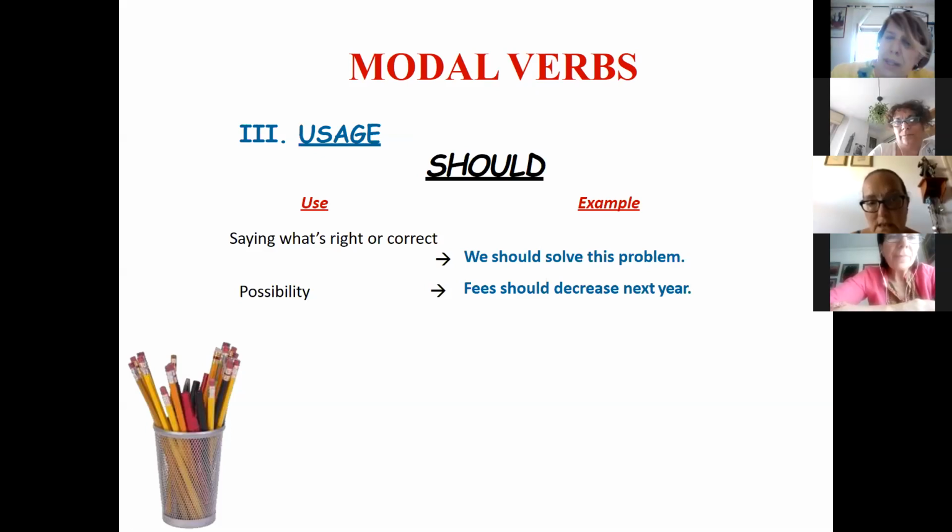Or possibility, fees should decrease next year. What does it mean? That in this case, I got elements to know that they should decrease next year, because I say fees should decrease next year because I've read it in a law. An article. Yes, an article in the newspaper. Yes, I got something that is helping me to make this deduction.